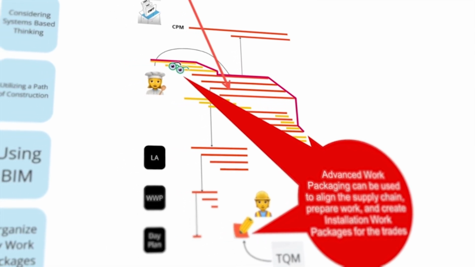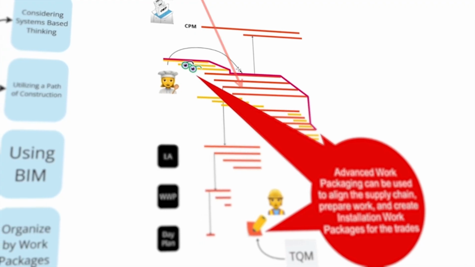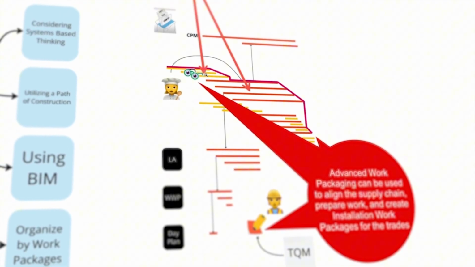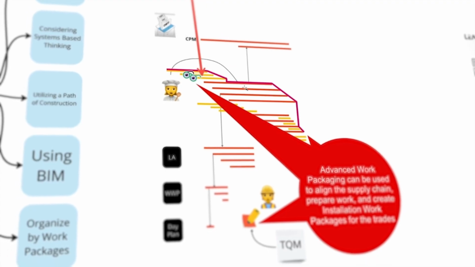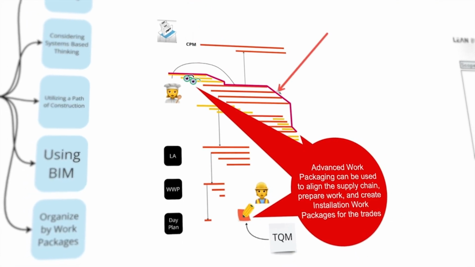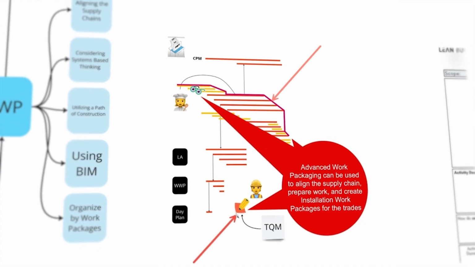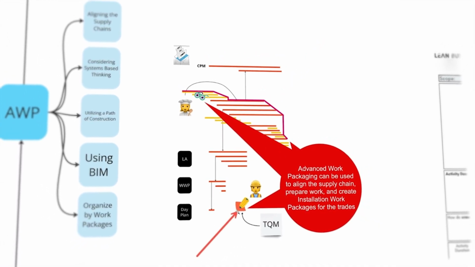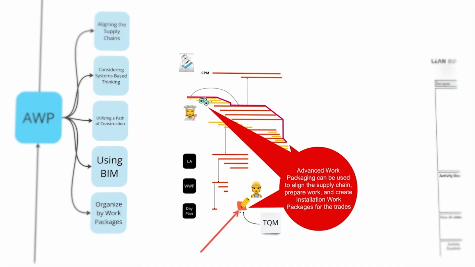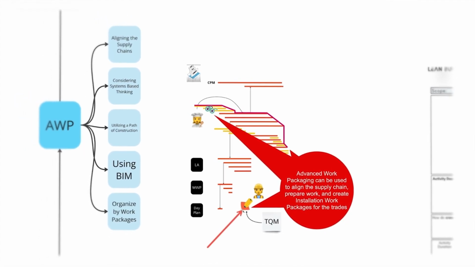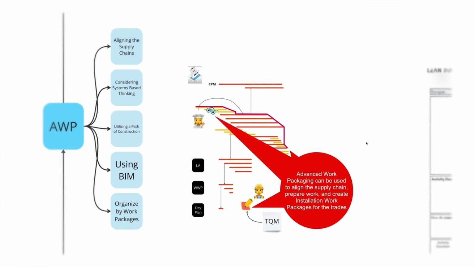You can see here that in addition to having the production plan, we also have aligned the supply chains, and we have good visibility there. The path of construction matches our critical chain, so those are compatible. And one of the main things that I want to talk about is if you really want total quality management, you're going to create work packages as a result of all of your planning for the actual trade partners themselves. So this is quite nice.